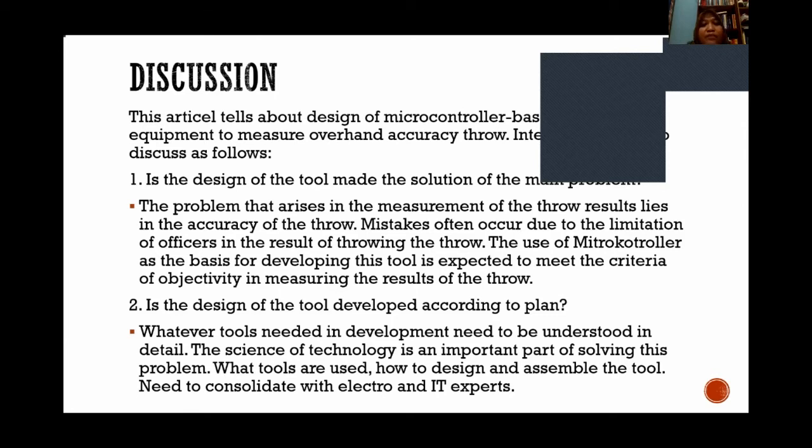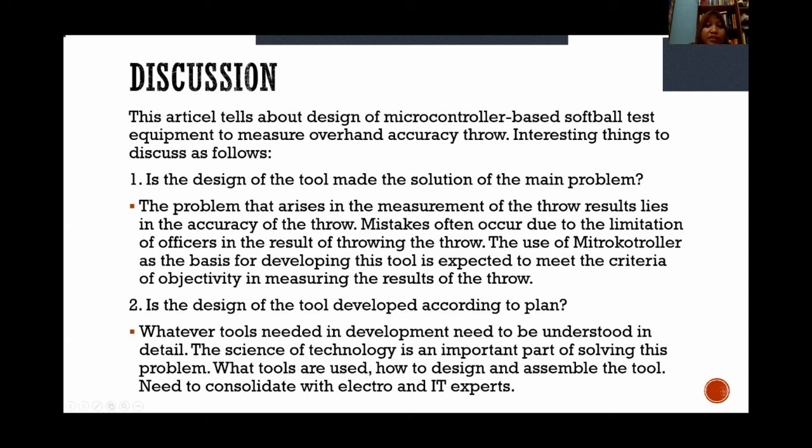First, the problem that arises in the measurement of the throw result lies in the accuracy of the throw. Mistakes often occur due to the limitation of officers in judging the result of the throw. The use of a microcontroller as the basis of developing this tool is expected to meet the criteria of objectivity in measuring the result of the throw. And second, whatever tools are needed in development need to be understood in detail. The science of technology is an important part of solving this problem. What tools are used, and how to design and assemble the tool, need to be considered with electro and IT experts.